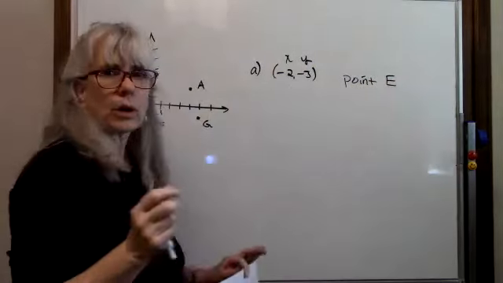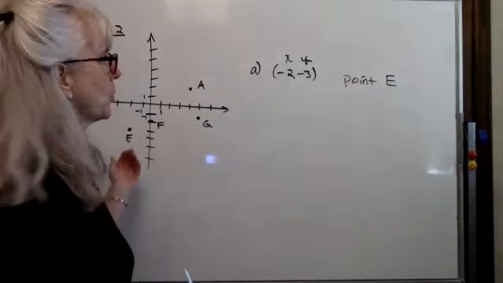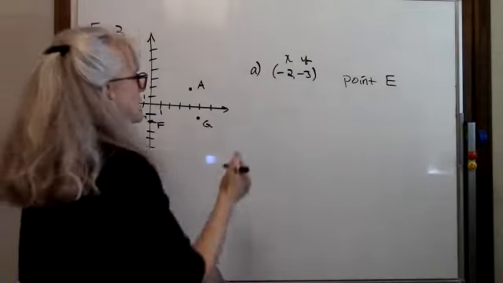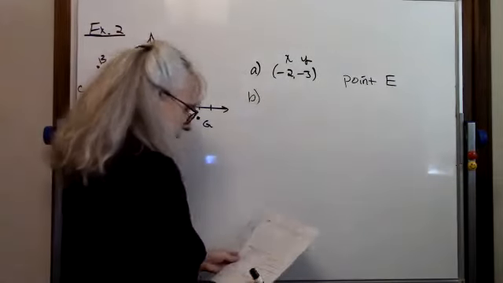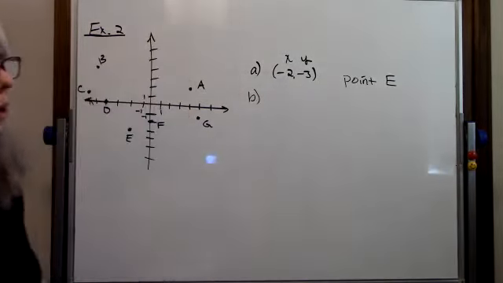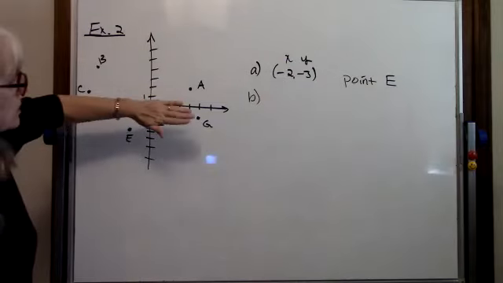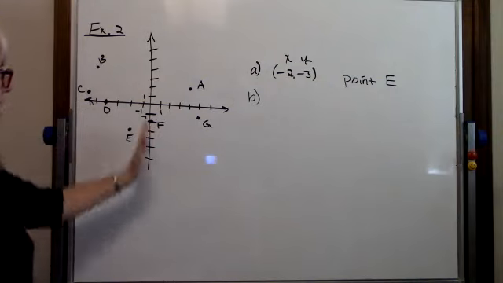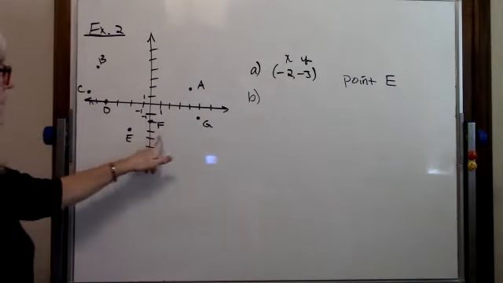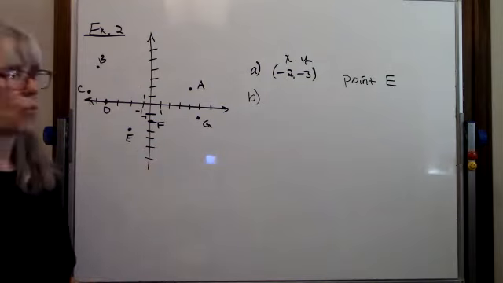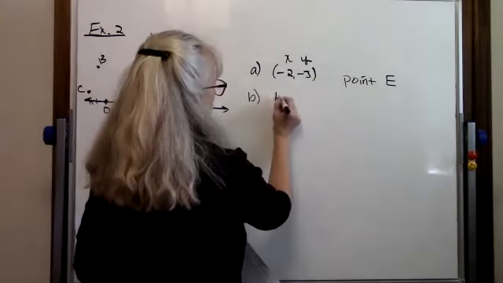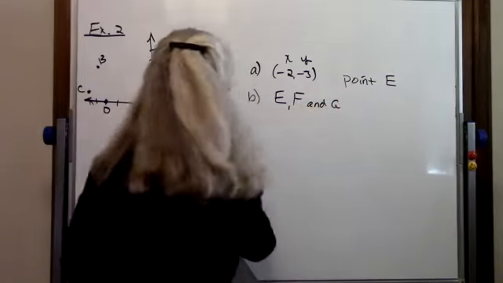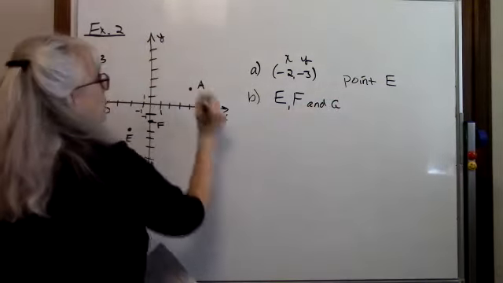So you'll notice they're kind of working backwards from what we did before. Before they gave us the point and asked for the coordinates. Here's the coordinates, what is the point that coincides with that. So part B asks us, which points have a negative Y coordinate? Well, a negative Y coordinate means that it's below the X-axis. So as we count down, we can see that E, F, and G will all have a negative Y coordinate.